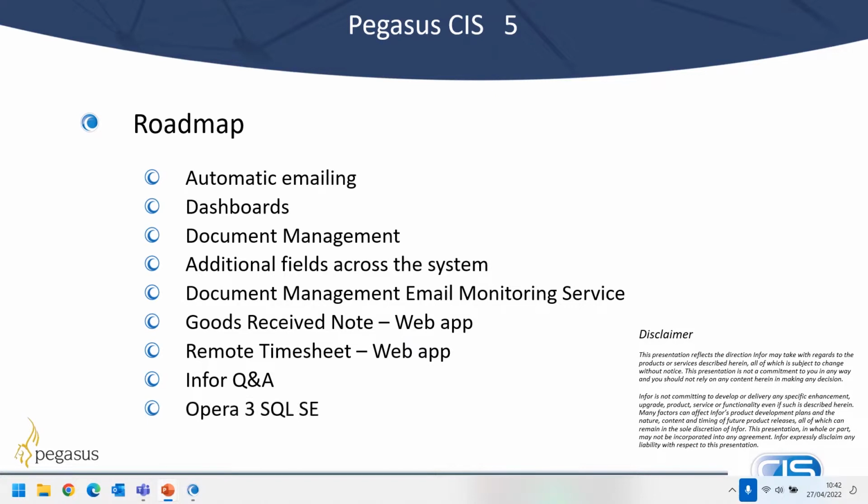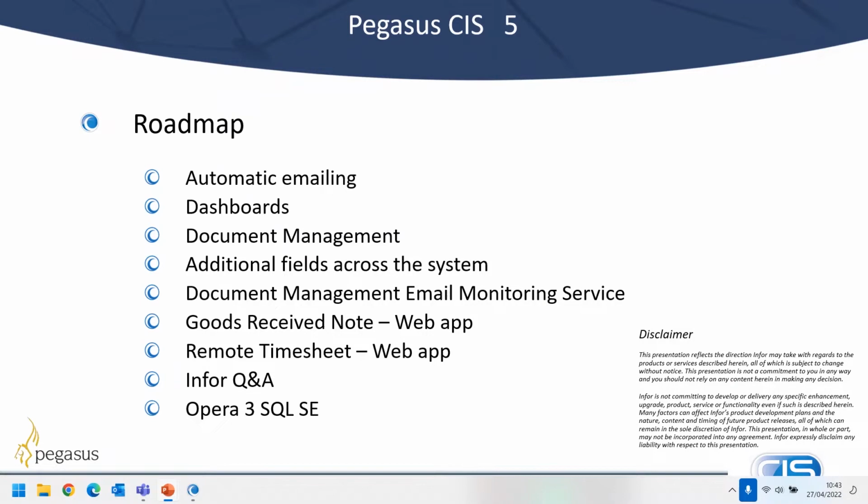Initially, Pegasus CIS 5 won't link into Opera 3 SQL SE. This will be addressed in the next main release of Opera 3 SQL SE, which is currently scheduled for August, September. When that version becomes available, it will have the links into Pegasus CIS 5. And we think that's actually quite important because customers might look to, if they're going to go to a SQL version, for instance, they might say, I want a SQL version of Pegasus CIS 5, but I also want the SQL version of Opera 3.